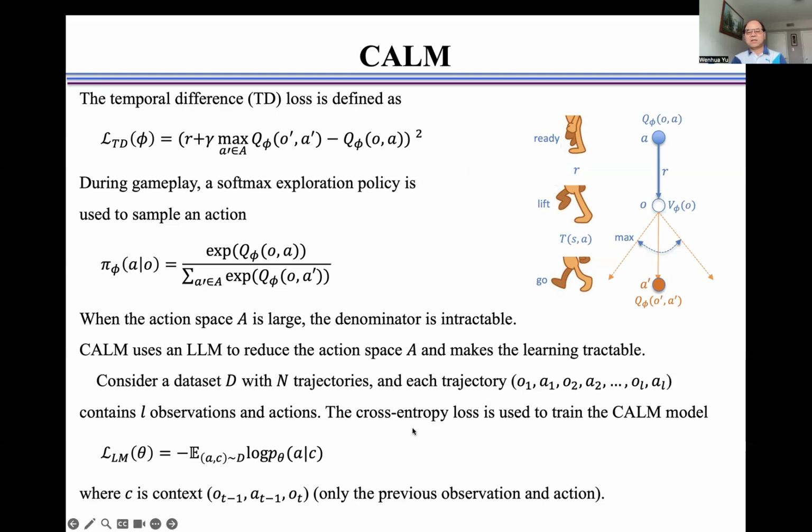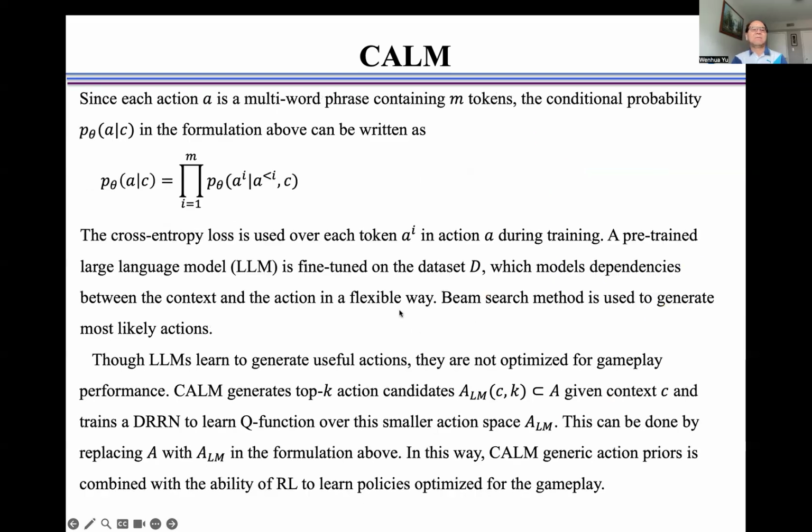The cross-entropy loss is used to train the COM model, as shown here, where C is the context. Here we only use the previous observation and action. Since each action A is a multi-word phrase containing M tokens, the conditional probability P in the formulation above can be written as here. The cross-entropy loss is used over each token A_i in action A during training.